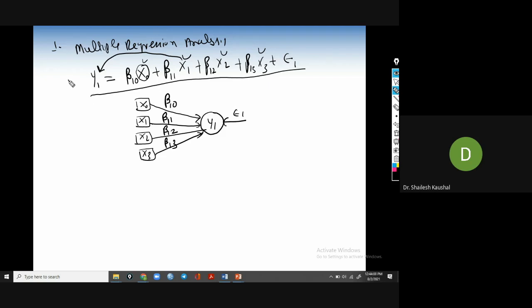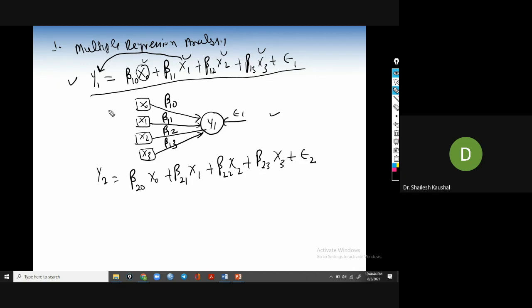So the same equation I can write in this form. The other equation: y2 equals beta 2 0 x0 plus beta 2 1 x1 plus beta 2 2 x2 plus beta 2 3 x3 and plus epsilon 2.